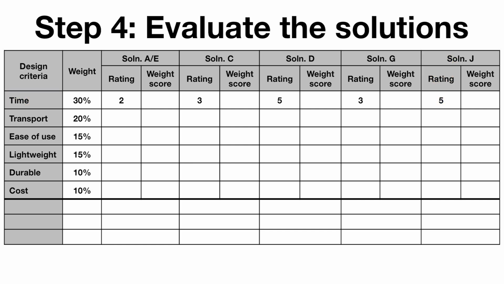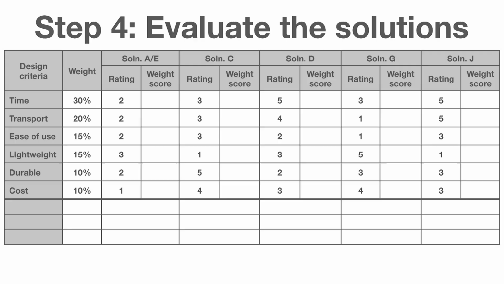To complete the scoring pugh matrix, you're going to move through each design criteria row by row. You'll first set a standard value of 3. Then you'll move across each row to fill in the 1 through 5 rating: transportation, ease of use, lightweight, durable, cost. Eventually, you will have the chart completed.